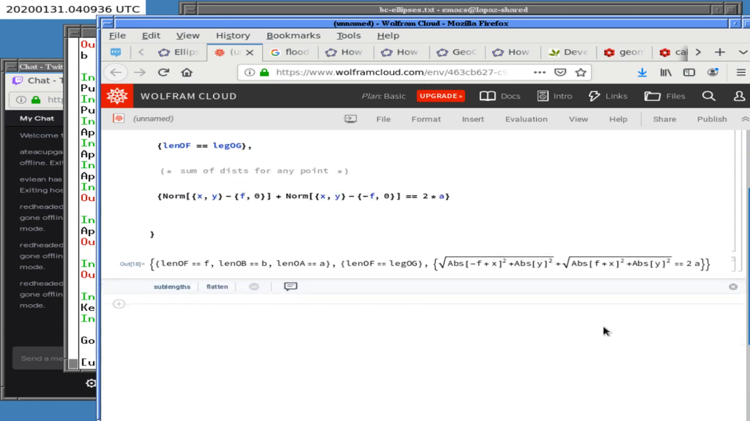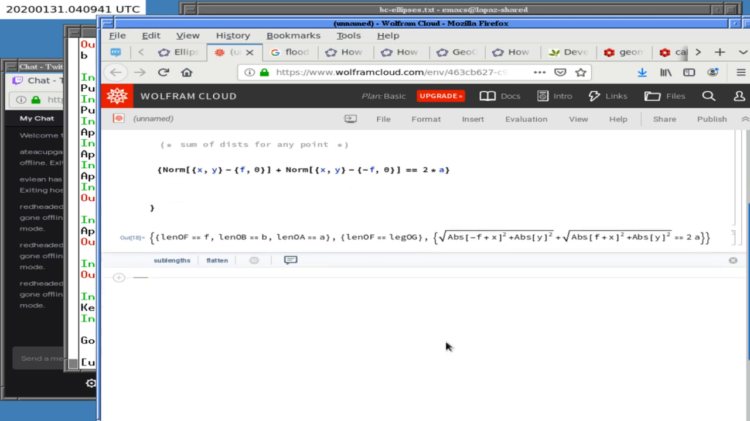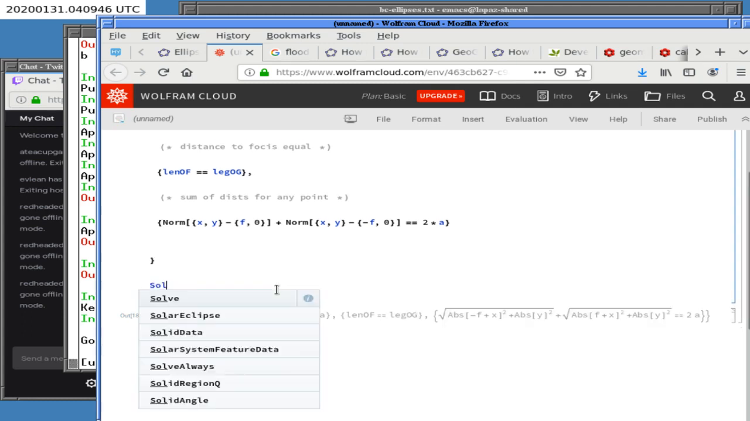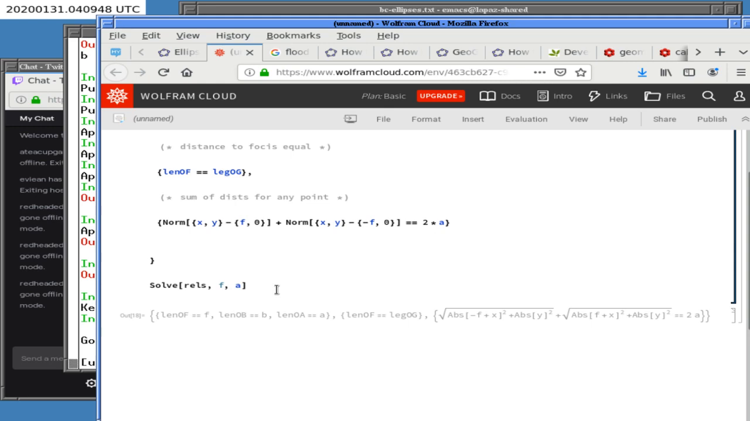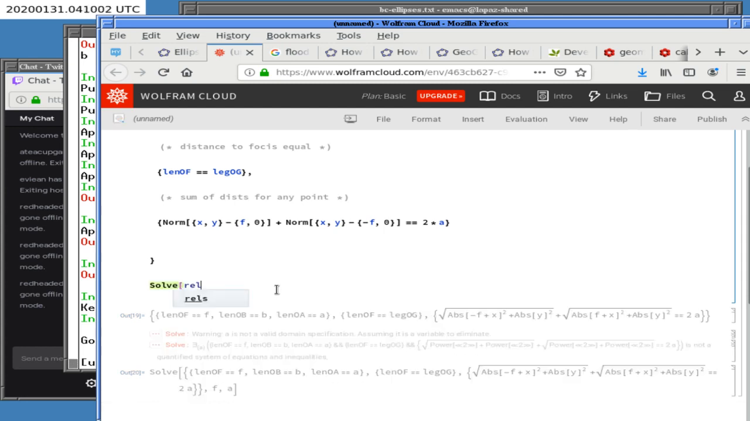So the theory here is we could solve rels for f, and this won't work, but in theory, we could do this. Oh. No. So we're trying to basically get f in terms of a, which we should be able to do. Well, actually, in terms of A and B, but let's see what solve does.